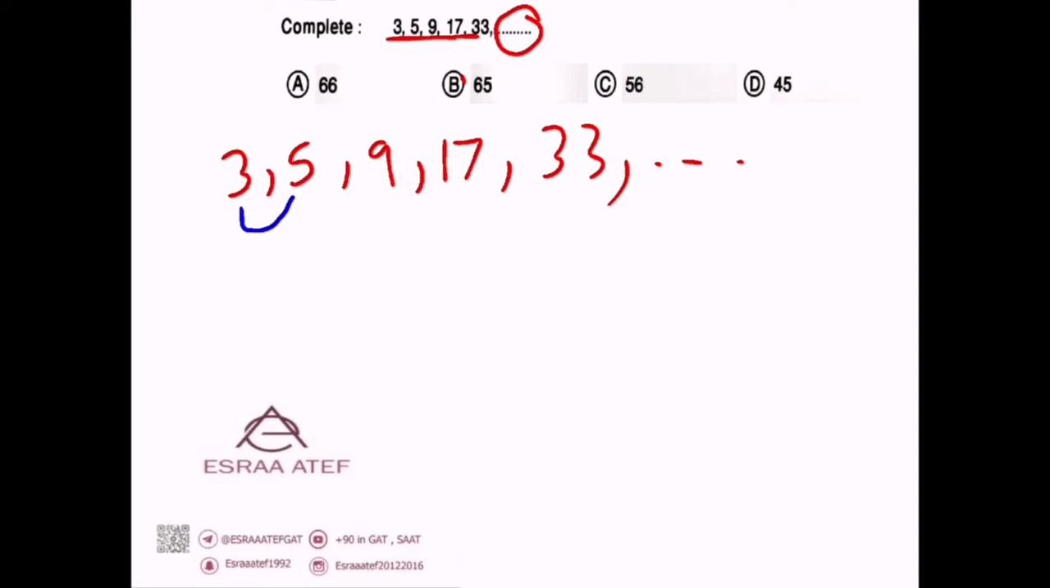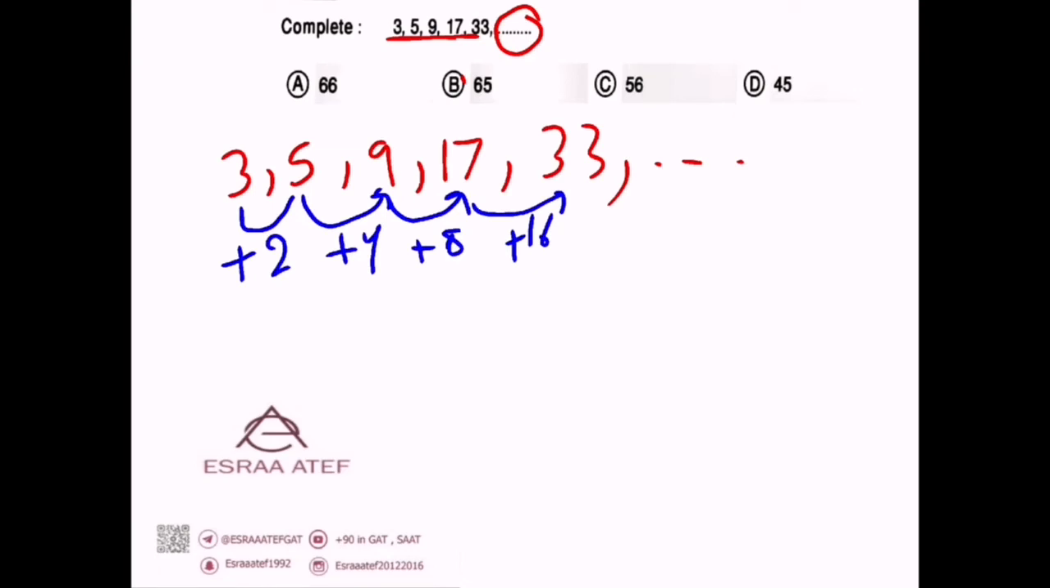Okay, so from 3 to 5, we can't multiply 3 by anything to give 5. We can't subtract anything from 3 to give 5, and we can't divide 3 by anything to give 5. So the only method is adding, so we add 2. Then we do the same method by adding, but here we add 4. Here the same method, but we add 8. Here the same method, but we add 16.